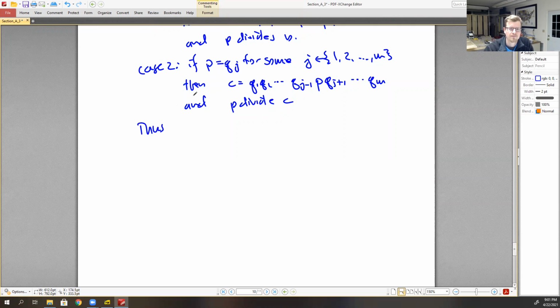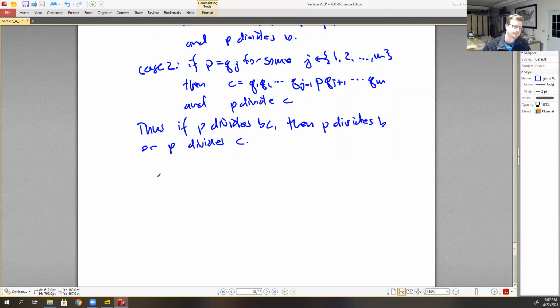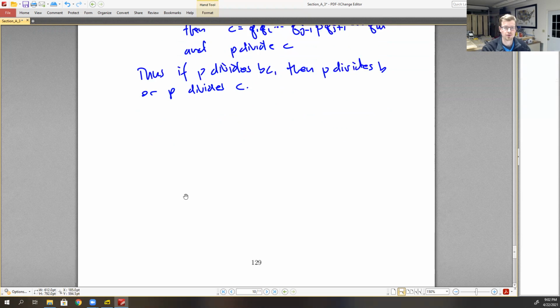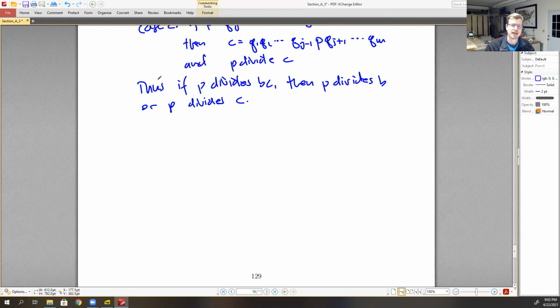Thus, if P divides BC, then P divides B, or P divides C. Excellent. So that takes care of the forward direction. Now we want to take a look at the reverse direction, which is a bit shorter, fortunately, because we have not a lot of room left.